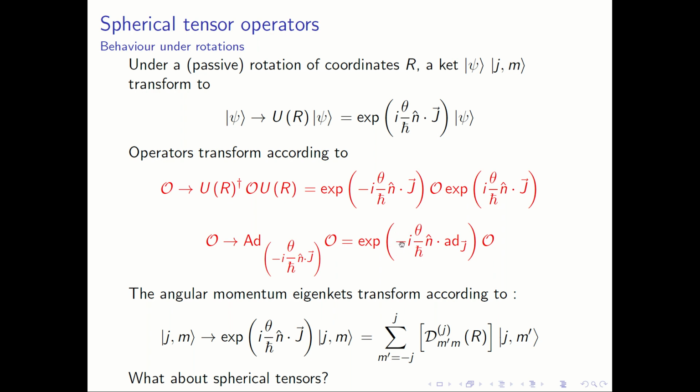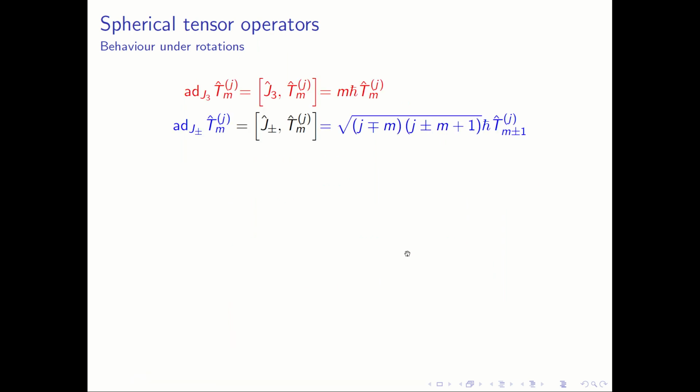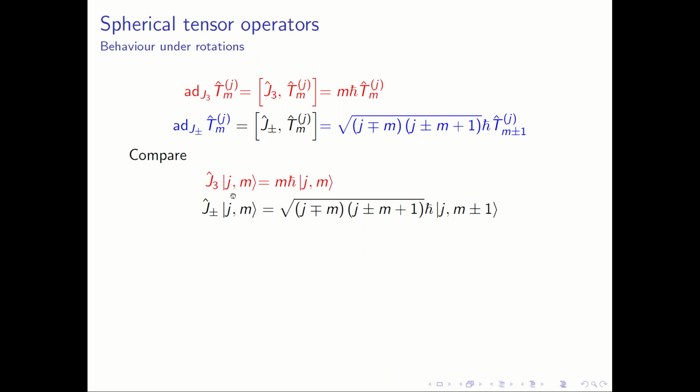So, basically, for a given rotation R, what happens to the states and what happens to the operators, apart from the fact that for operators it is the ad J operator which is acting, not J, apart from that, there is this minus sign which means that you will get an inverse action. So, notice the fact that ad J3 acting on T^j_m is mħ T^j_m, ad J± acting on T^j_m is just T^j_{m±1} with this factor, and this exactly parallels J3, J± acting on |j,m⟩.